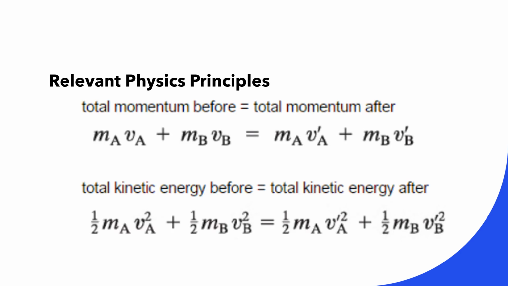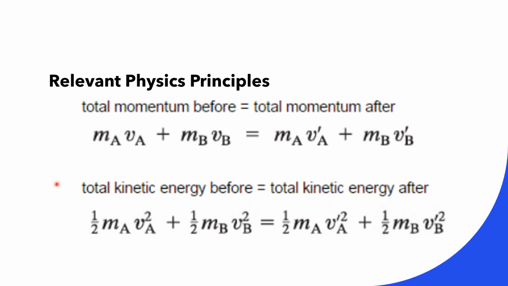So here are some relevant physics principles for our lab. The first one is conservation of momentum, seen right here on the top. It states that the momentum of the first object plus the momentum of the second object with initial velocities for each should equal the momentum of the first object plus the momentum of the second object with their final velocities.